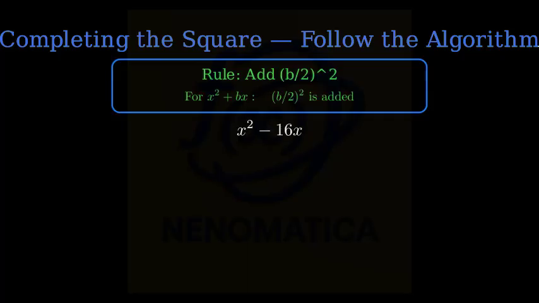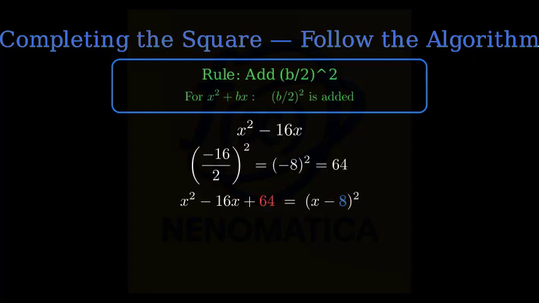Step 1, compute b over 2 squared. Negative 16 over 2 quantity squared equals negative 8 squared equals 64. Step 2, add that number and factor the perfect square. X squared minus 16x plus 64 equals the quantity x minus 8 squared.